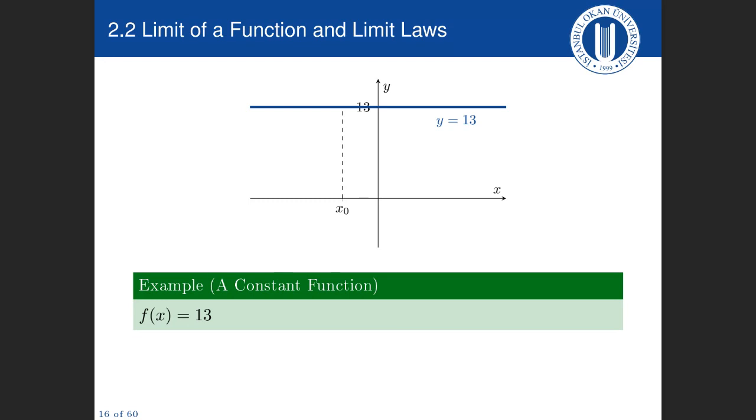How about a constant function? It could be any constant function, but I've chosen the number 13 for this example. Let's suppose we have the constant function f of x is equal to 13. And again, let's suppose that x is close to x0, so here or here, something close to x0, but not actually equal to x0. What is the value of the function if x is close to x0? The function is always equal to 13. It doesn't matter if we're close to x0 or if we're far away from x0. The function is always equal to 13. So the limit as x tends to x0 of a number, in this case 13, is equal to that number, in this case 13.